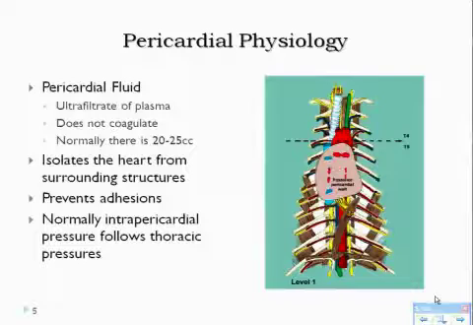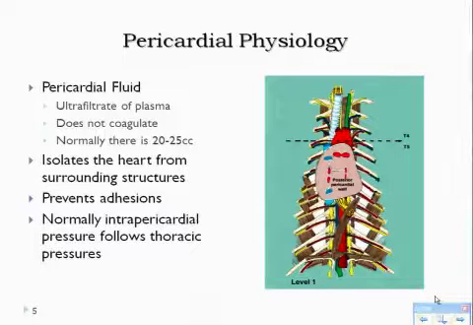When you look at the pericardial fluid, it's an ultrafiltrated plasma and does not coagulate, which is good. It's normally around 20 to 25 cc's. So when you see blood enter this area, normally that blood will not coagulate properly. If you have effusions that are bloody, most of them won't clot as a consequence of the properties of this fluid. It isolates the heart from surrounding structures and prevents adhesions. Normally the intrapericardial pressure follows the thoracic pressure, which is important, because if you're putting positive pressure ventilation on somebody, that's going to transfer into this pericardial sac and affect the heart.